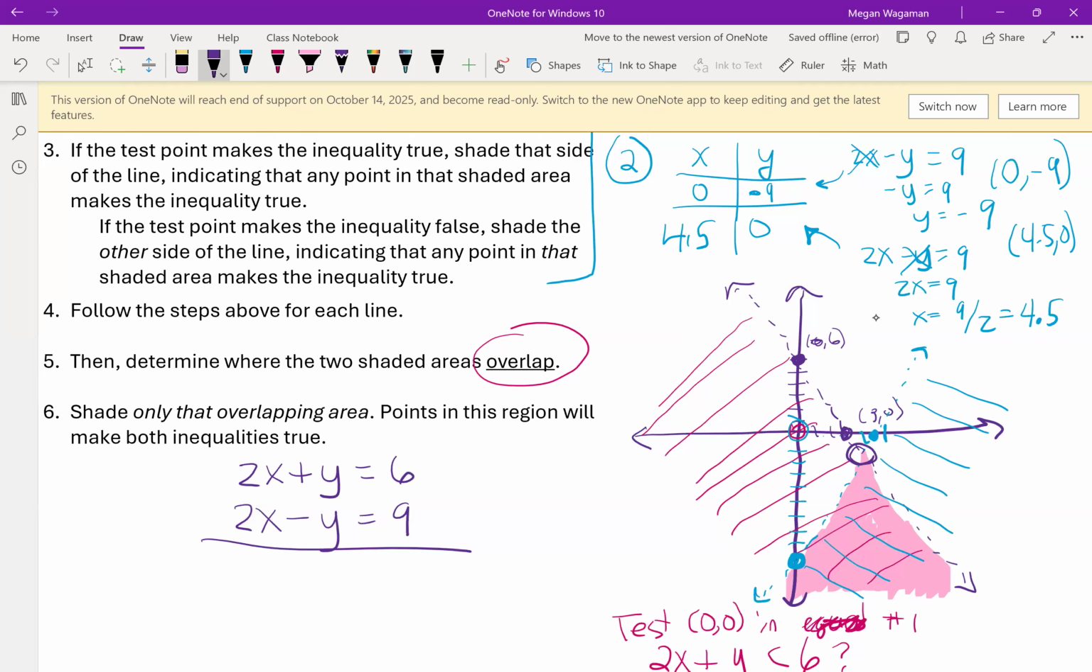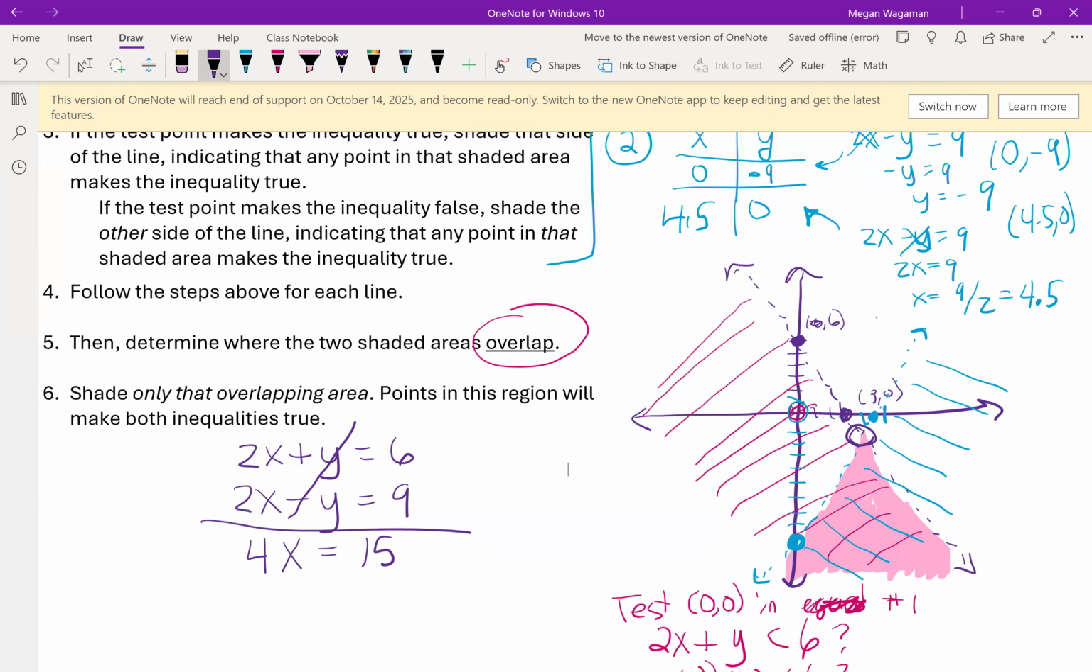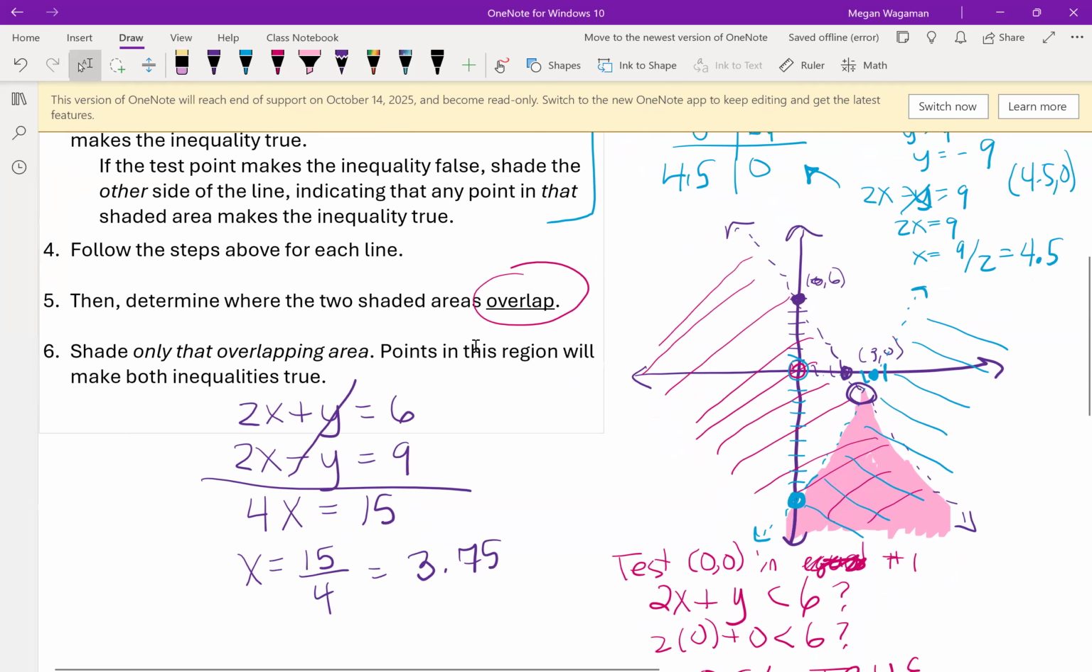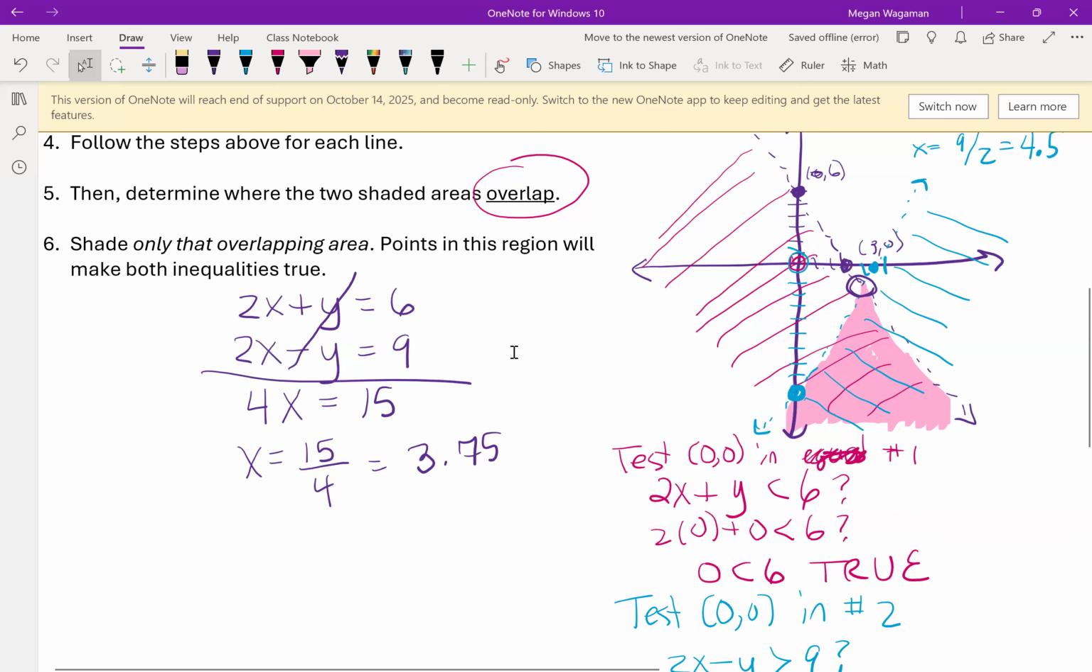So when I do this, I can solve this system by getting the y's to cancel. So then I get 4x is equal to 15. So the x, where this is going to be true, is going to be at 15 over 4, which would be the same as 3.75. And that's looking pretty good. My graph is not perfect, but it looks like this point is almost to the 4.